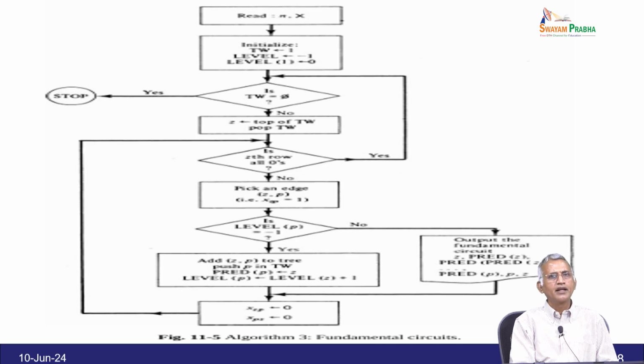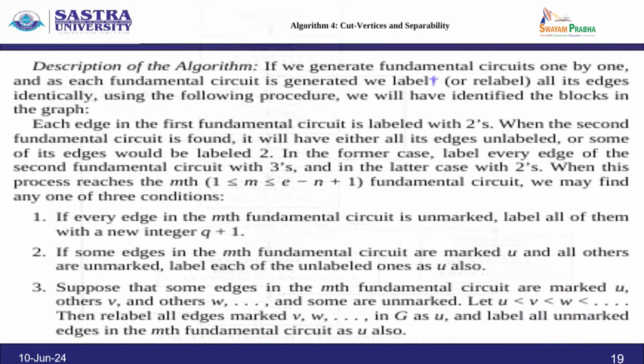If you say no, pick an edge Z comma P and the corresponding entry XP equal to -1, and then if you say yes, add Z comma P to the tree, path P in DW, the predecessor of P, the level of P, and the level of Z is 1. And if you say no, we form the fundamental circuit Z comma predecessor of Z and so on, and then it reaches the final stage because all the entries successfully proceed, then stop. So, this is the theory of the algorithm of fundamental circuit.